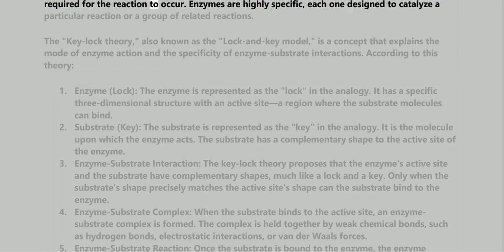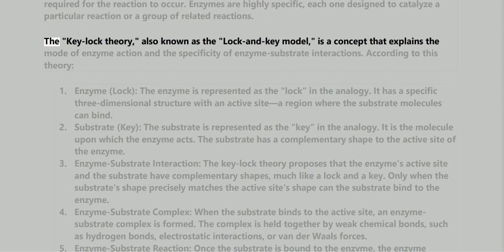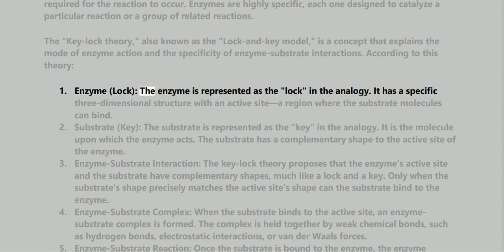Enzymes are highly specific, each one designed to catalyze a particular reaction or a group of related reactions. The lock and key theory, also known as the lock and key model, is a concept that explains the mode of enzyme action and the specificity of enzyme-substrate interactions. According to this theory, one, enzyme, lock.